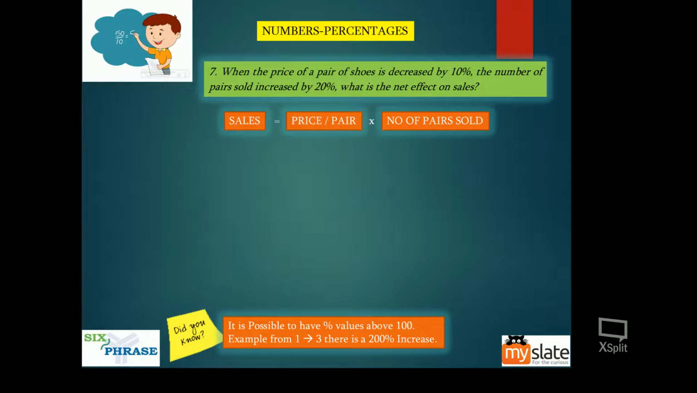So what happens is the price of the pair of shoes is decreased, and the number of pairs sold is increased. It is decreased by 10 percent, and this is increased by 20%. What will be the net effect? So apply successive formulas, and whatever is your answer is your final answer here.